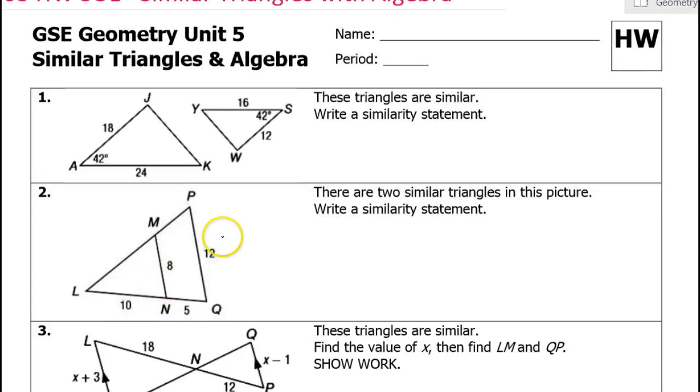In this video, we will be exploring the properties of similar triangles, and we will use those properties to find unknown sides and unknown angles. Problem number 1.